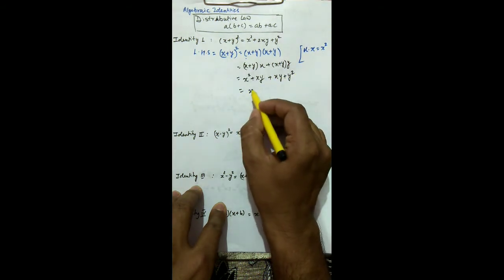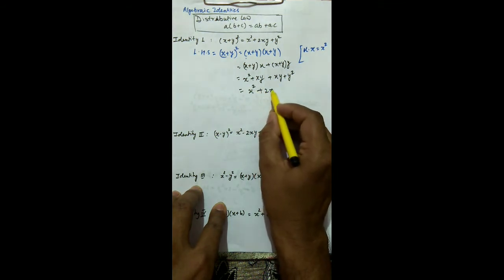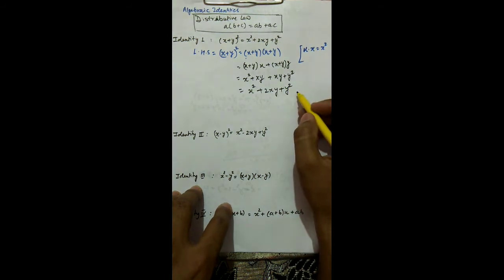So your answer is now x squared plus xy plus xy plus y squared. These two are like terms, so it can be written as 2xy, and this is y square. So this is how I have proved this, that LHS equals RHS.